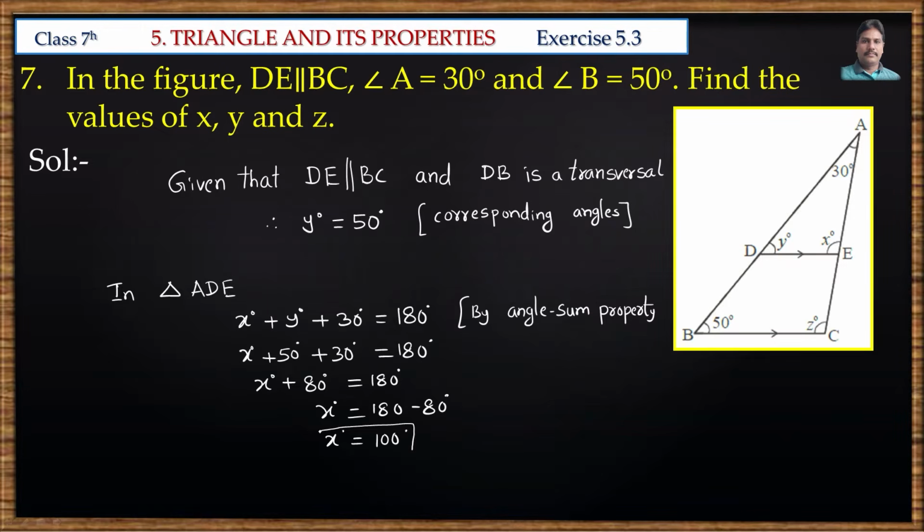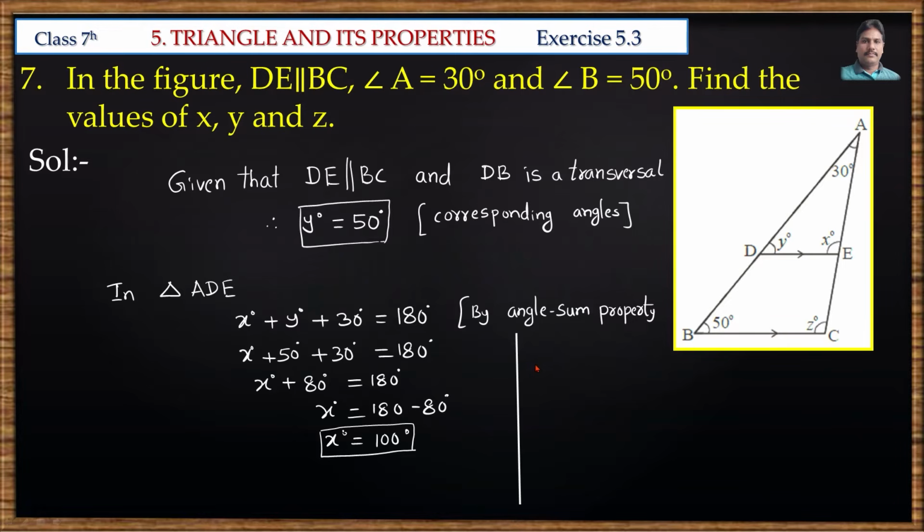Here we got the x value. We also got the y value. Now we will find the z value from triangle ABC. Here x and z are corresponding angles because DE parallel to BC and EC will be the transversal.